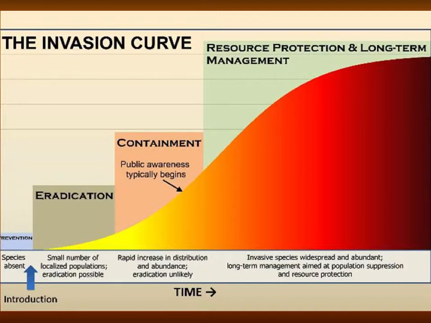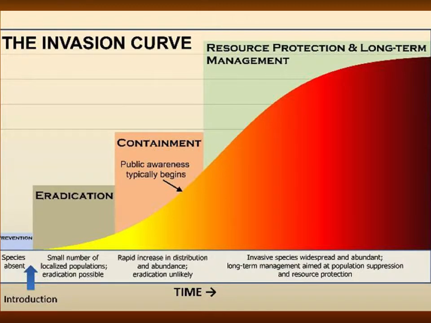Containment. This is where public starts to begin to notice there's maybe a problem. We have a rapid increase in distribution, and with this abundance of plant material, eradication becomes very unlikely, and the public is just beginning to notice the problem. It has already passed the area or timeline for eradication. A lot of times where we're at with most of the invasive exotic plant species, whether it's Florida or any part of the United States of America, North America, Hawaii, it doesn't matter, we're looking at the long-term protection and long-term management. The invasive species are widespread.